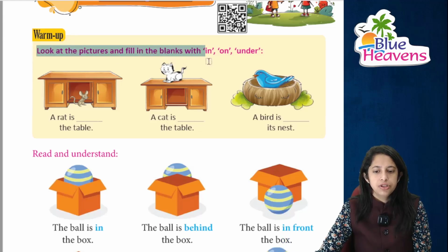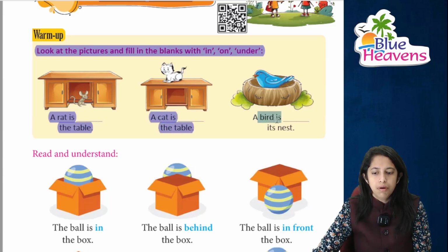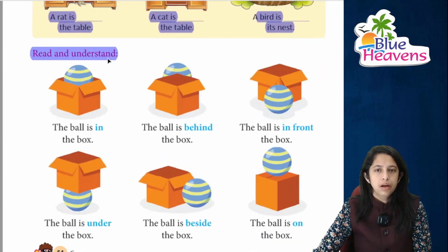You just look at the pictures and fill in the blanks with in, on and under, right? The rat is dash the table. अब rat कहाँ है? The rat is under the table. नीचे है. A cat is dash the table. A cat is on the table. A bird is dash its nest. A bird is in the nest. We just read and understand.